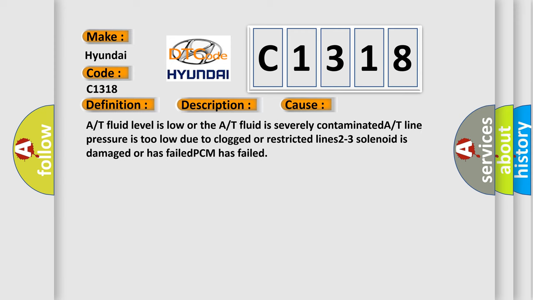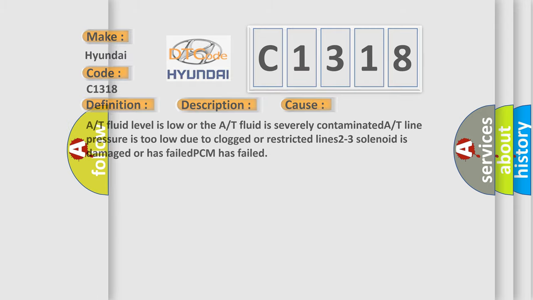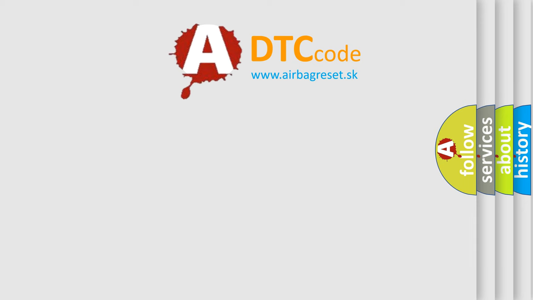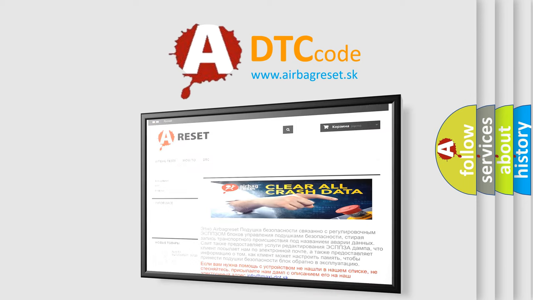This diagnostic error occurs most often in these cases: the fluid level is low, or the fluid is severely contaminated, the line pressure is too low due to clogged or restricted lines, the 2-3 solenoid is damaged or has failed, or the PCM has failed.